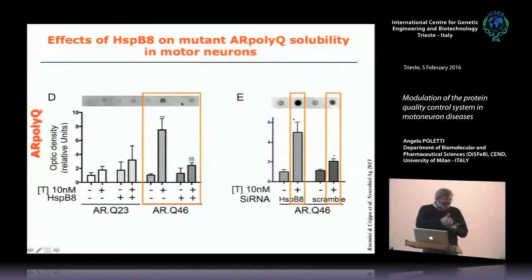This is just filtering on a cellulose acetate membrane. So it has a pro-degradative activity. If you silence HSPB8 with siRNA, this is the condition compared to the basal condition, and you end up with a huge increase in accumulation of these misfolded species. So the endogenous HSPB8 is already able to remove a large fraction of misfolded protein. If you silence it, you end up with accumulation. If we overexpress it, you remove the protein.